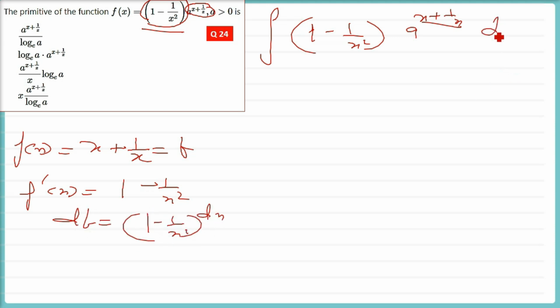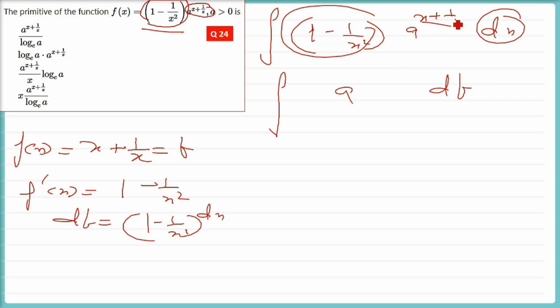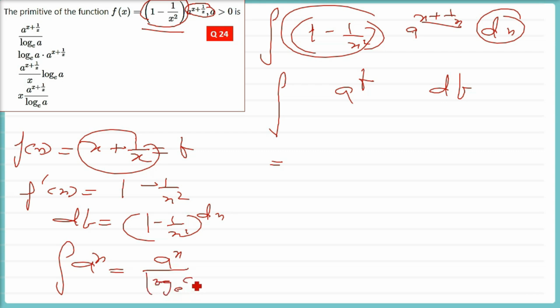So if you have a dx and 1 minus 1 by x square here, it can be simply written as dt. A raised power x plus 1 by x was just taken as t. So a raised t dt is what we have to do. A raised x integration is very simple. A raised x divided by log a. The base has to be e, plus a constant of integration. So a raised t divided by log e a plus constant of integration.